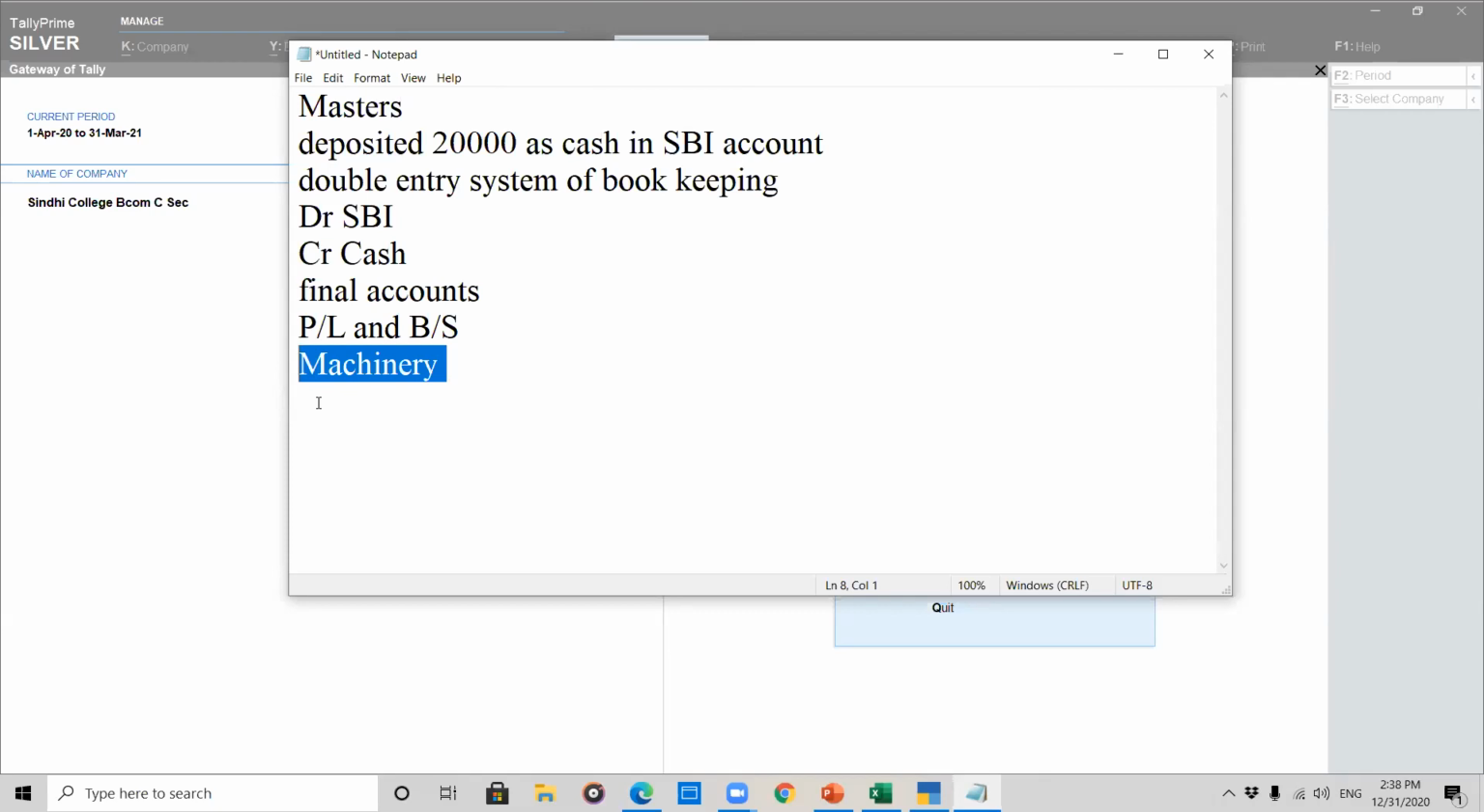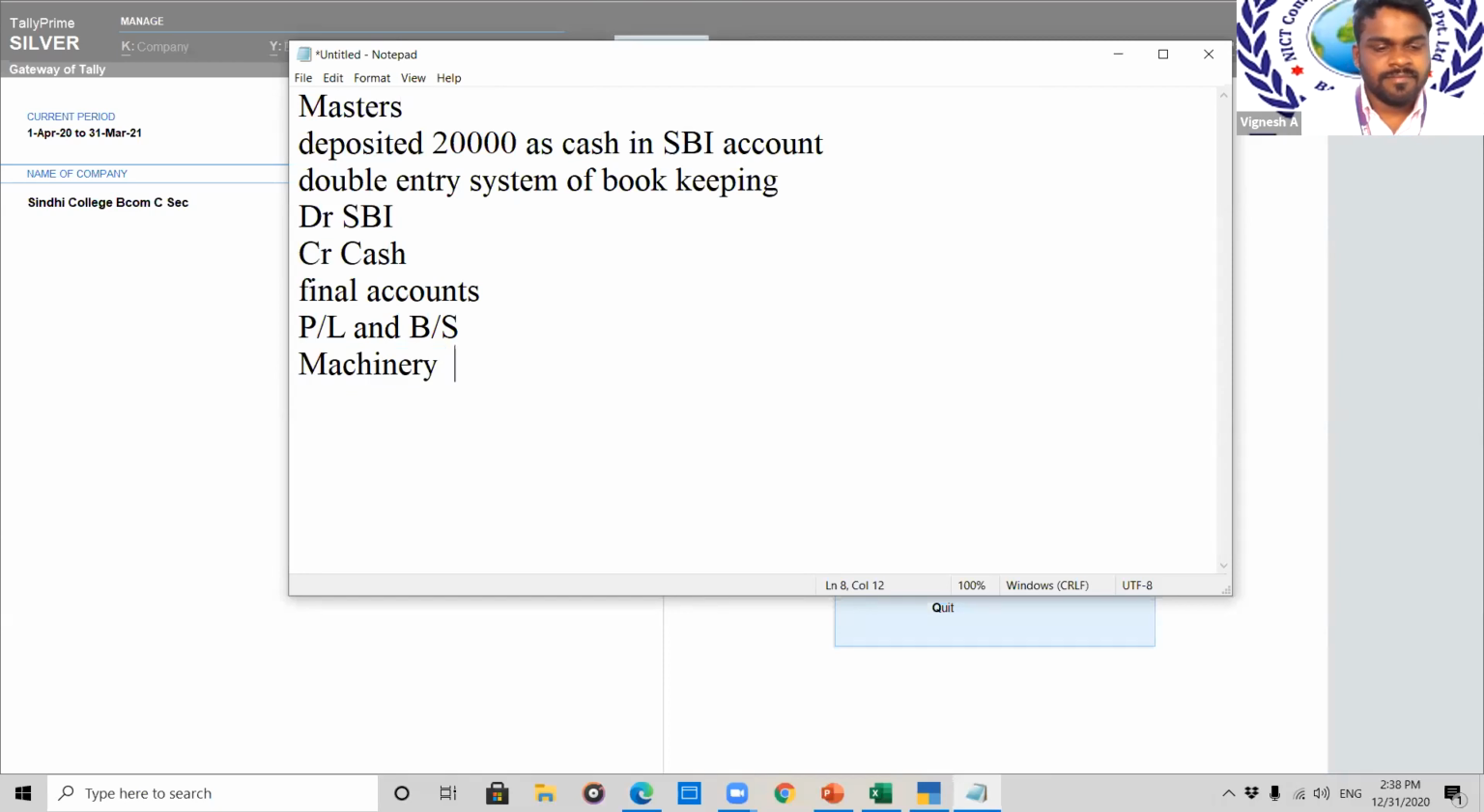No, sir, in the balance sheet, I guess. Yes, that is the balance sheet. It is grouped under fixed assets. Machinery is a fixed asset. It comes on the asset side of your balance sheet.